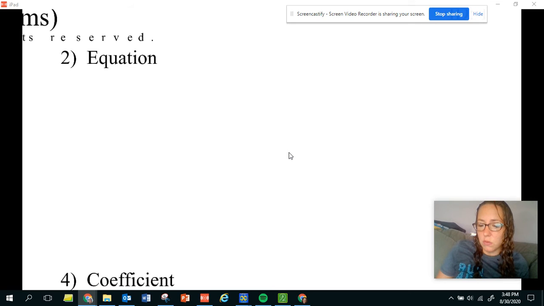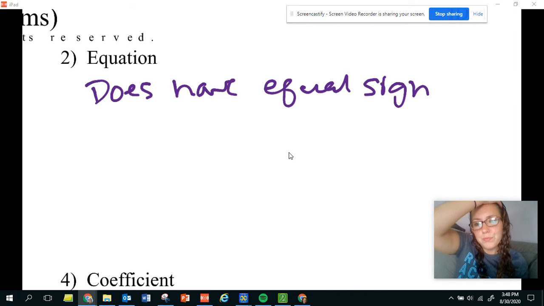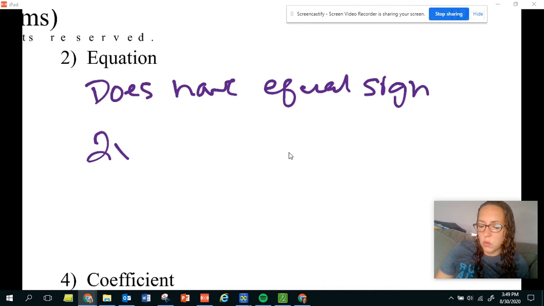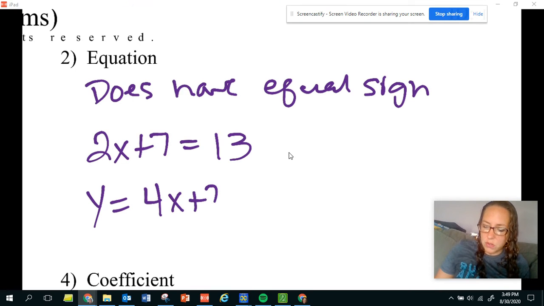An equation, the main difference is that it does have an equal sign. These are the types of things that you would solve. An expression you can simplify, which is what we're going to be doing, but an equation is something that you would actually solve. So, for example, an equation would be like 2x plus 7 equals 13. Another example would be like if you had y equals 4x plus 2. Anytime you have an equal sign, it's technically an equation.